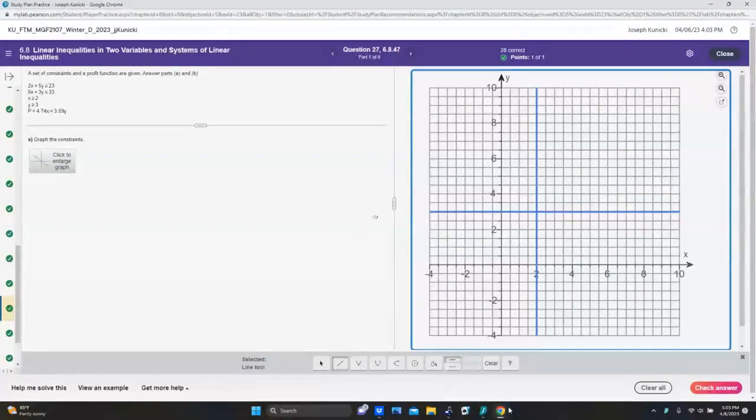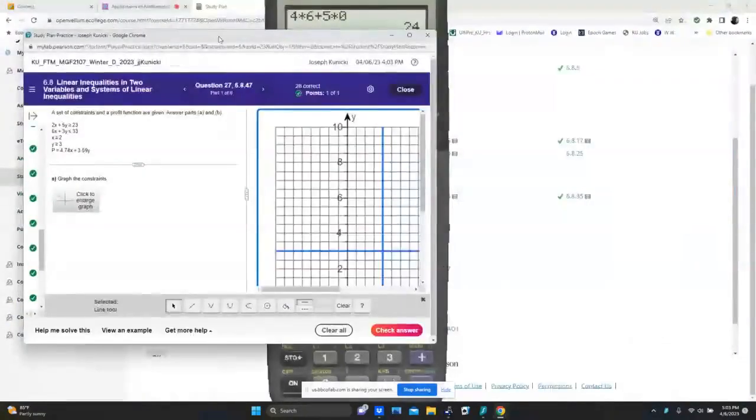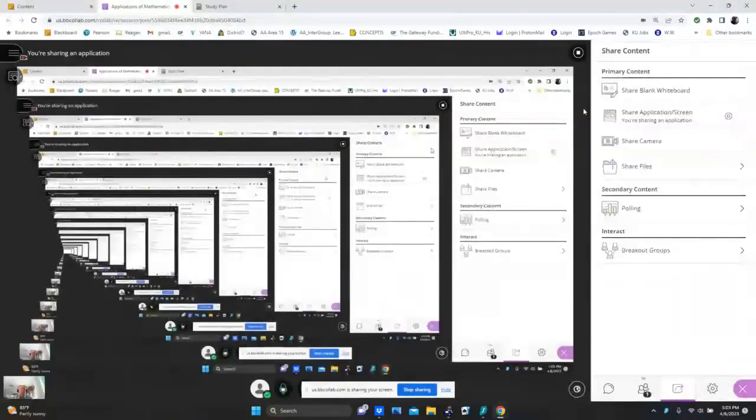So I'll tell you what. Let me do this. It's probably easier if I just temporarily show you what I did there. So what I'm going to do is on the whiteboard, boy, it's really slow. Okay, on the whiteboard, we got 2x plus 5y equals 23.